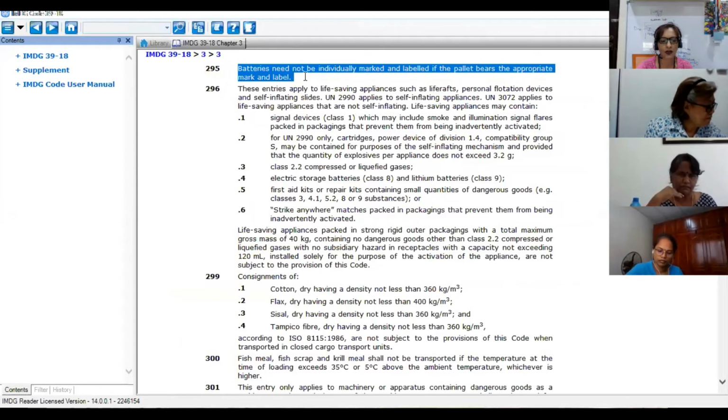So they even tell you your individual batteries don't have to be marked and labeled. If you pelletize it, your pellet has the mark and label, that would be sufficient. That's what SP295 is telling you. They're not telling you to use any other.